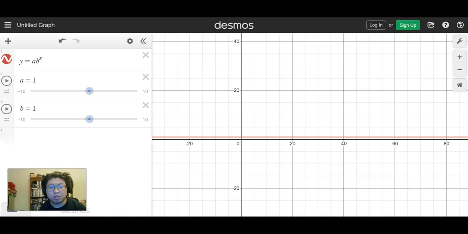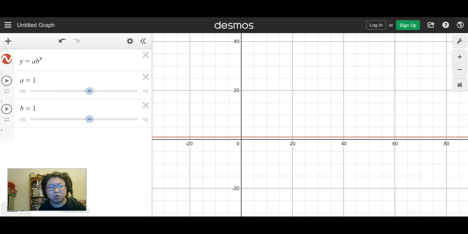All right, and we're back with Desmos here. So here's just showing you what the graphs look like. You've probably seen them before. I've got this set up so that I have y equals a b to the x. That's my standard general form. I know I'm not using any numbers, but actually I am going to be using some numbers. I'm going to mess with the values of a and b.